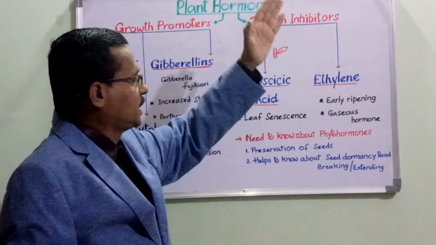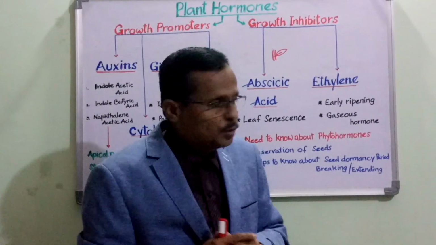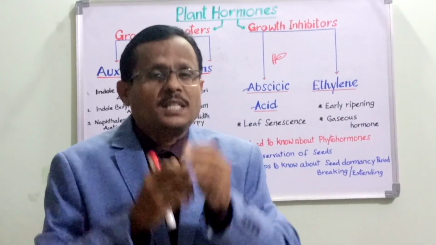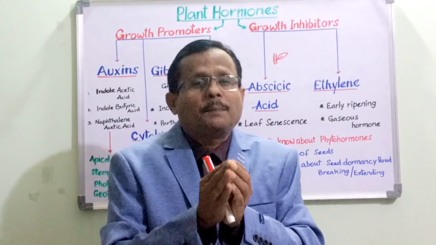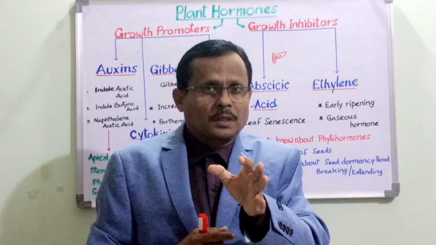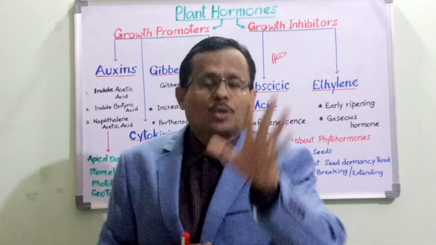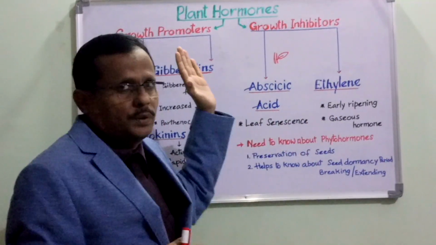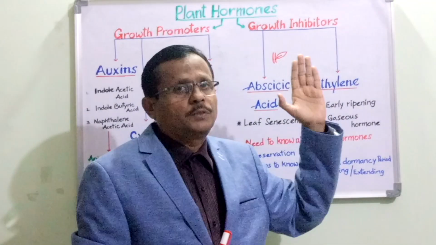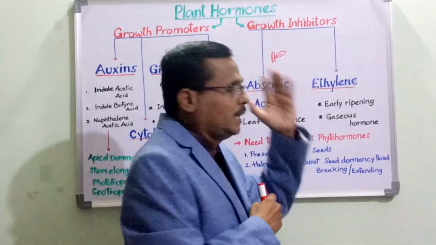Then the final one is ethylene. Ethylene is also a growth inhibiting phytohormone. This causes early ripening of the fruits. This ripening of the fruits can be brought about artificially also by spraying ethylene. Remember, a very important point here is ethylene is the only gaseous phytohormone. All the others are liquids, and here this ethylene is responsible for the ripening of the fruits. The raw fruits can be easily ripened by using the ethylene hormone.